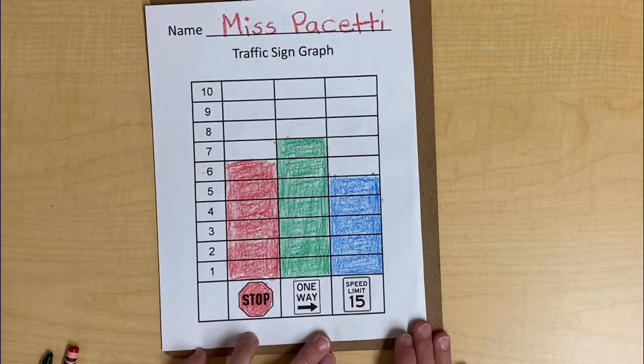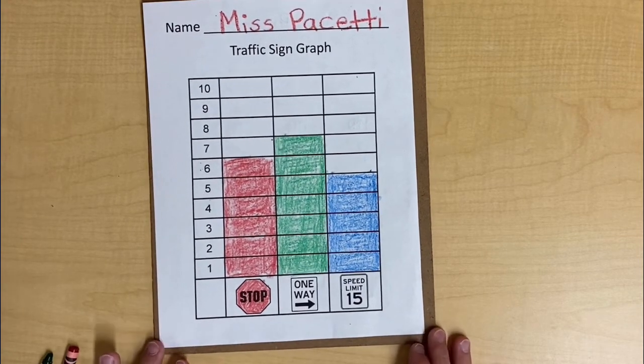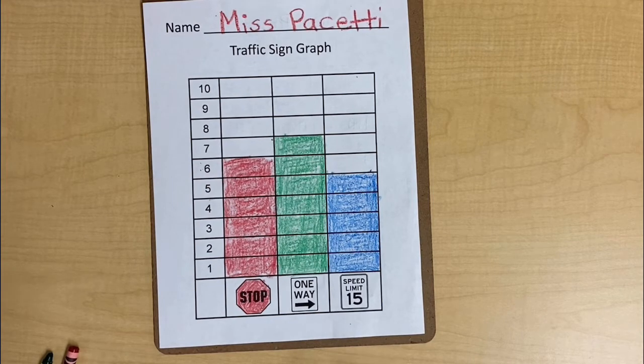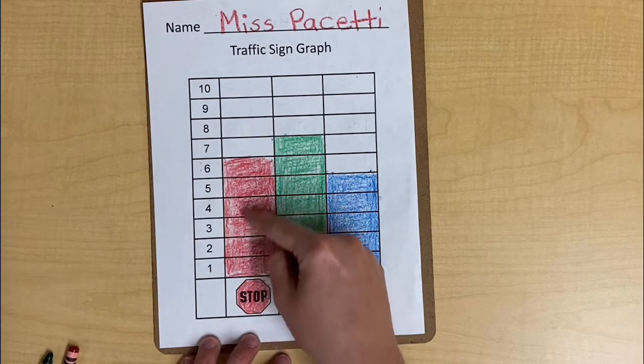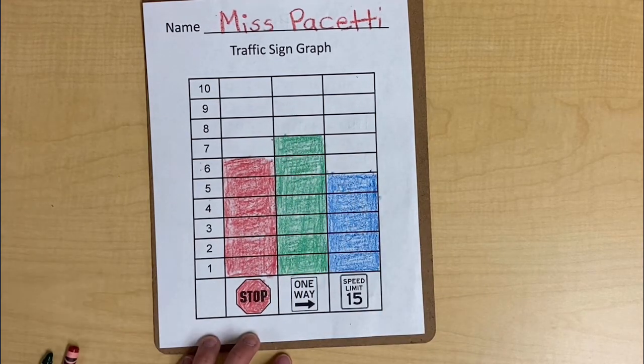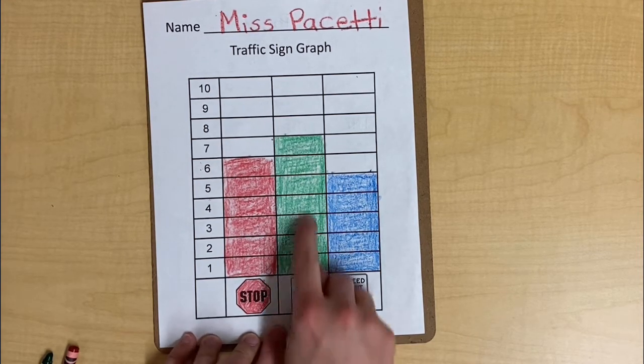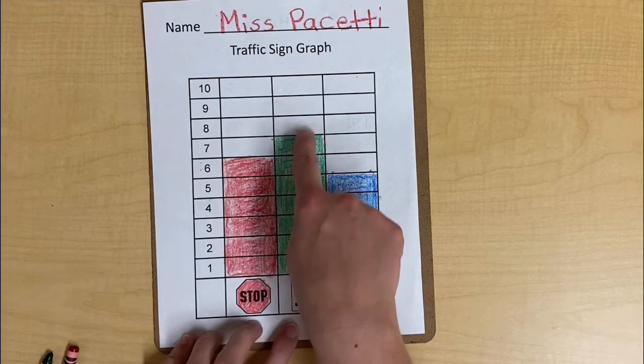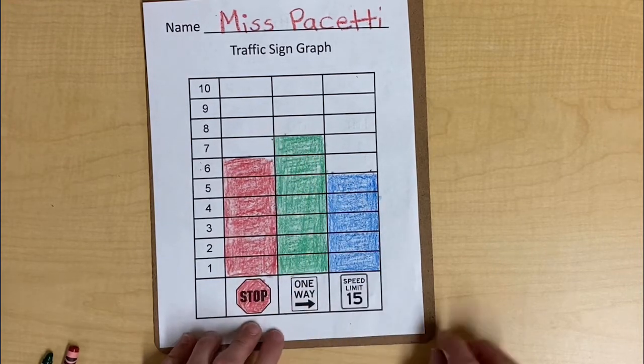All right. Now, what sign did we see the most of? What is our biggest number? So it would definitely be the one that's the tallest. The largest number is 7. Very good. Our one-way sign, we saw 7 of them. So we saw the most of one-way signs.